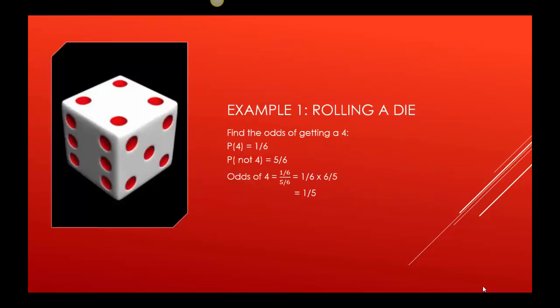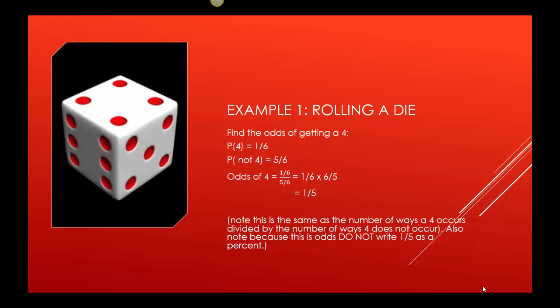I want to find the odds of getting a 4. So we know that there is a 1 out of 6 chance that I'll get a 4, which means there's a 5 out of 6 chance that we won't get a 4. So you can see the odds of getting a 4, I have 1 over 6 over 5 over 6. Remember, when you divide by a fraction, you need to multiply by the reciprocal. So 1 over 6 times 6 over 5 would mean the 6's cancel out, and I get 1/5.